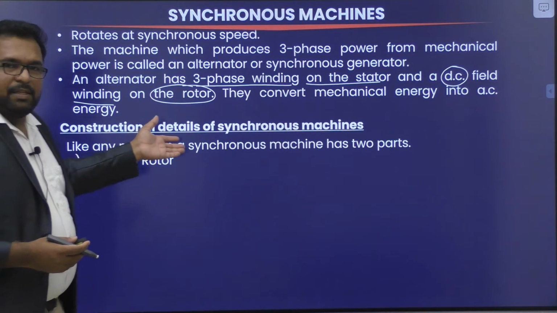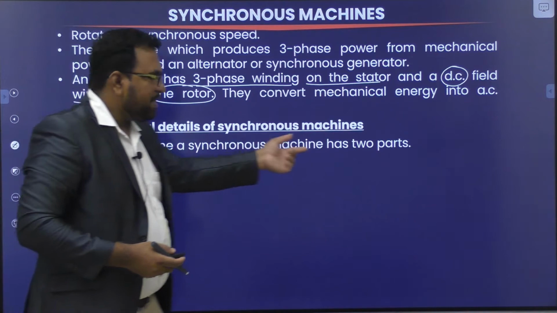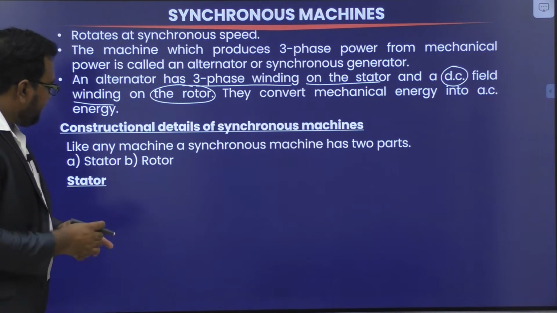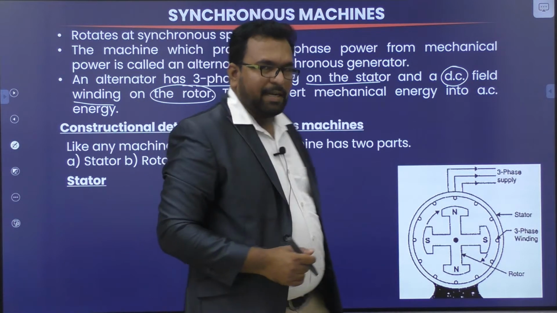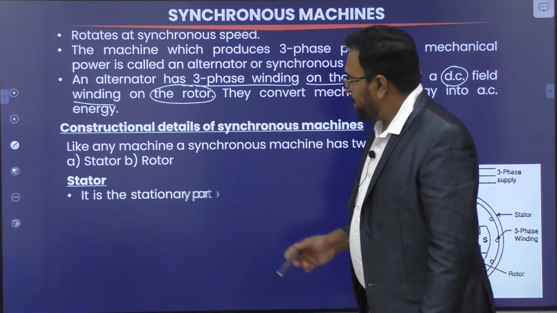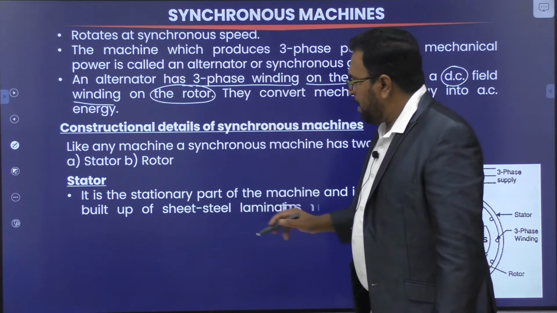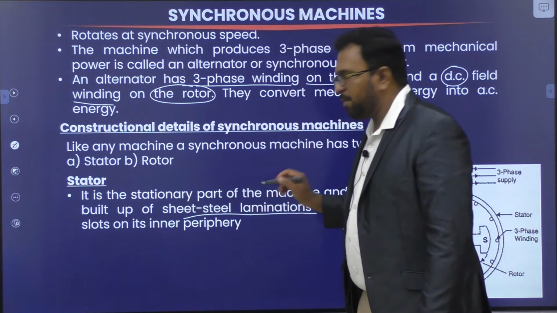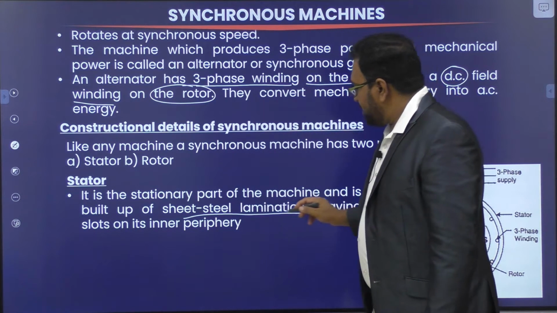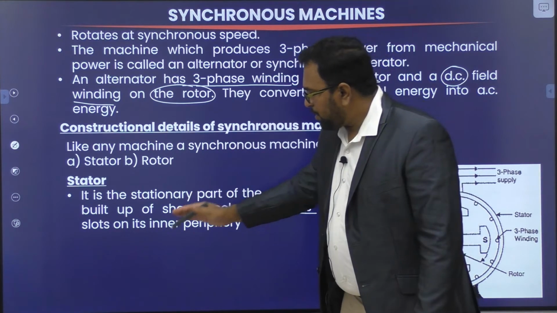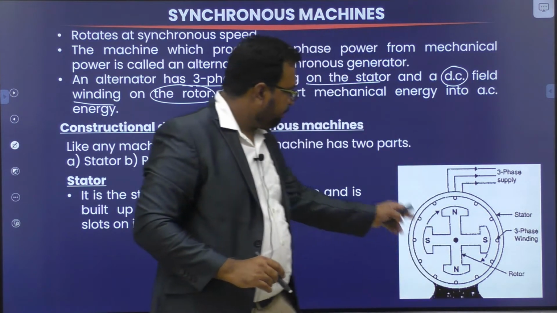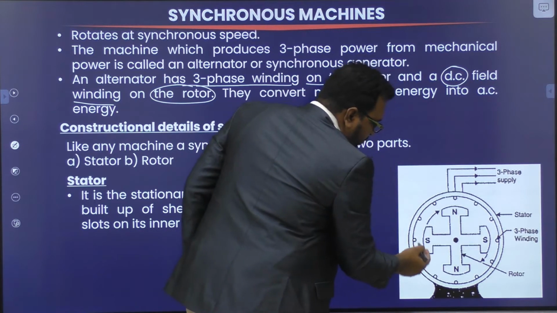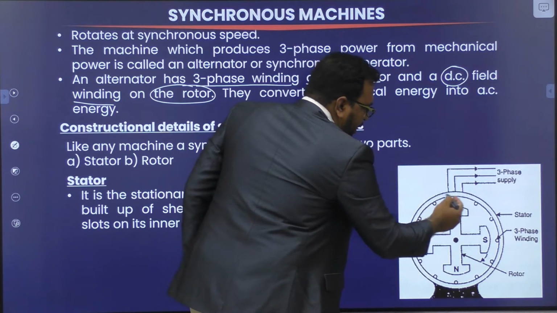So like any other electrical rotating machine, the synchronous machine has 2 parts, which are the stator and the rotor. Coming to the stator, the stator is always a stationary part of the machine and it is built up of steel laminations. The stator contains steel laminations having slots on its inner periphery. If you observe the diagram here, this stator has slots. These are the slots.